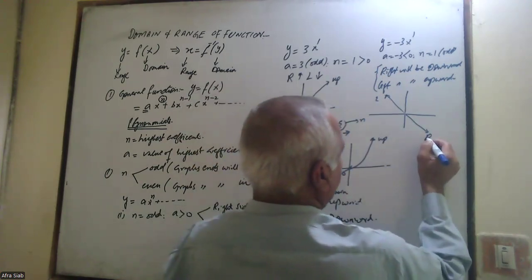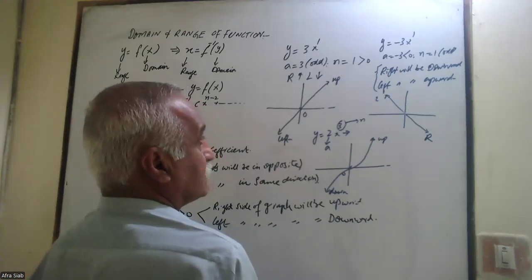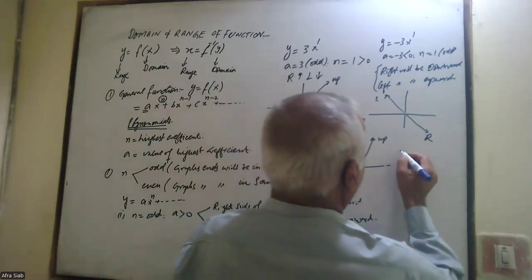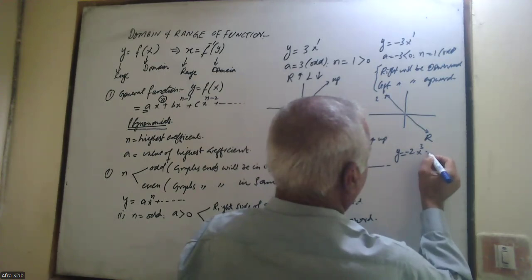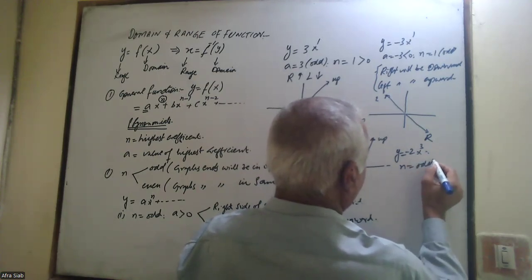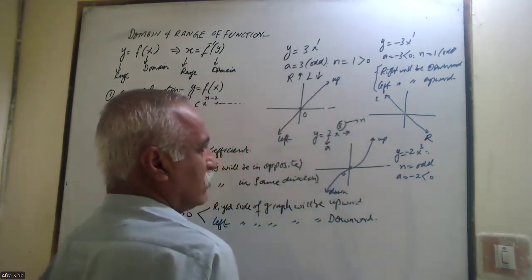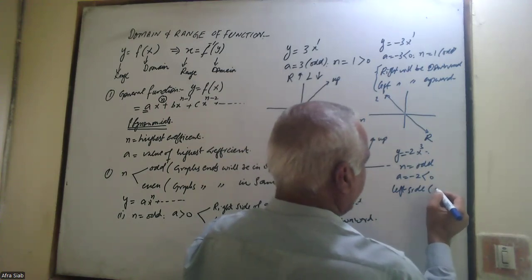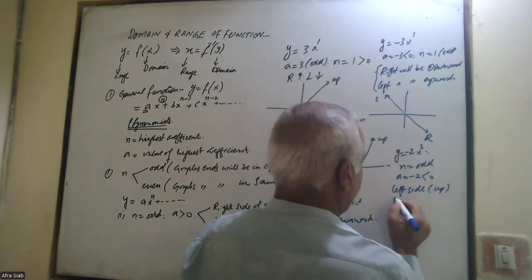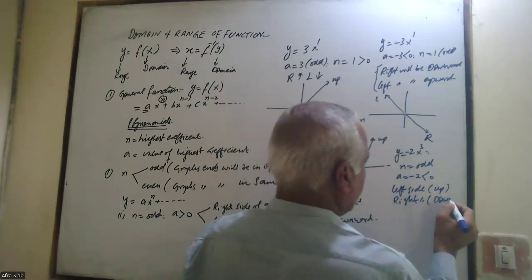So if we take the other example, y is equal to 2 minus 2x^3, then here n is an odd number and the a value is minus 2, which is less than 0, then the left side of this graph will be upward and the right side of this graph will be downward.